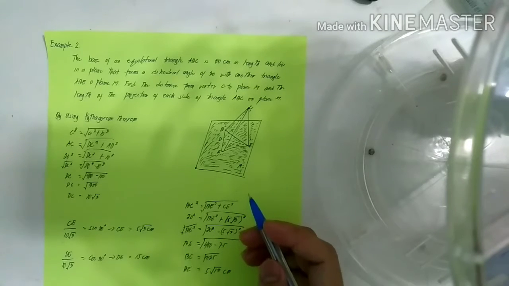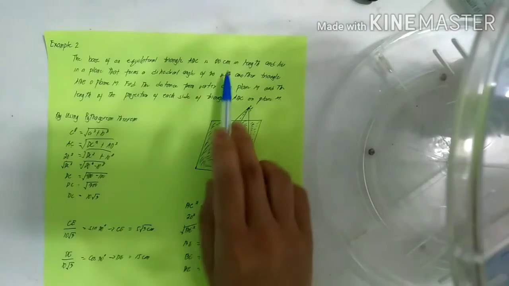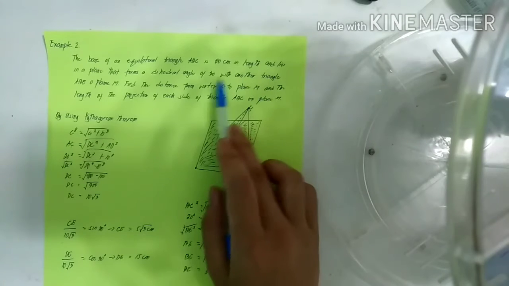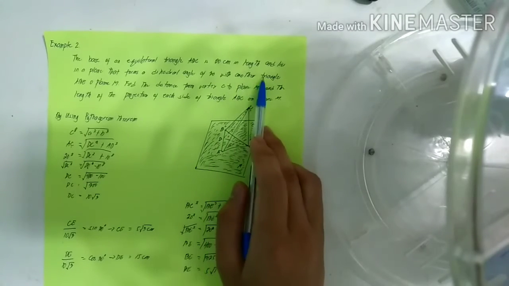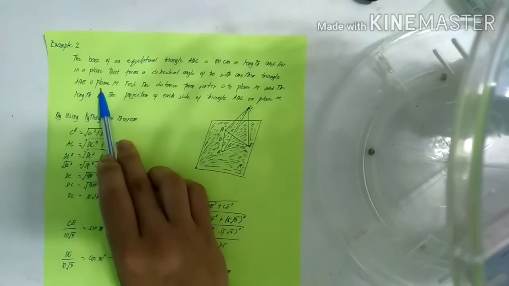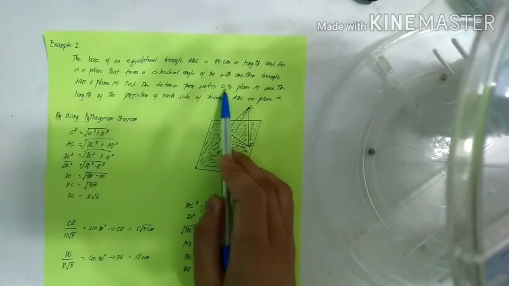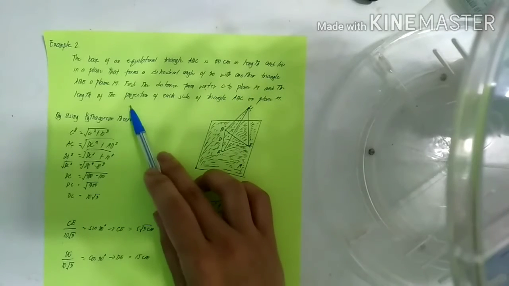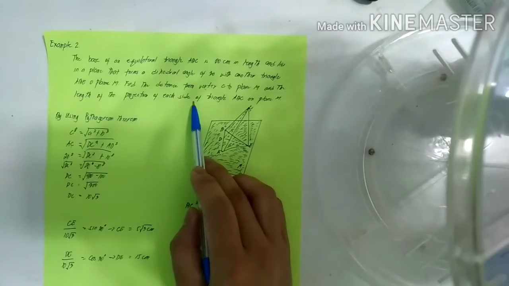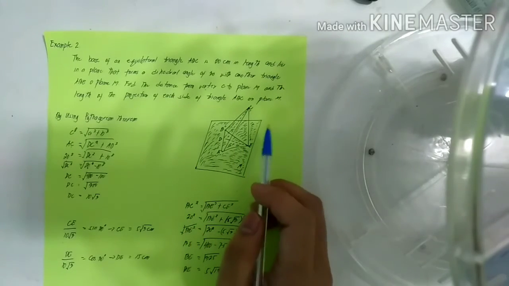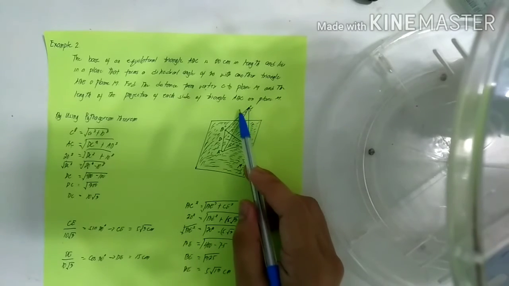Next is example number 2. The problem is the base of an equilateral triangle ABC is 20 cm in length and lies in a plane that forms a dihedral angle of 30 with another triangle ABE of plane M. Find the distance from vertex C to plane M and the length of the projection of each side of triangle ABC on plane M. So we have this figure.